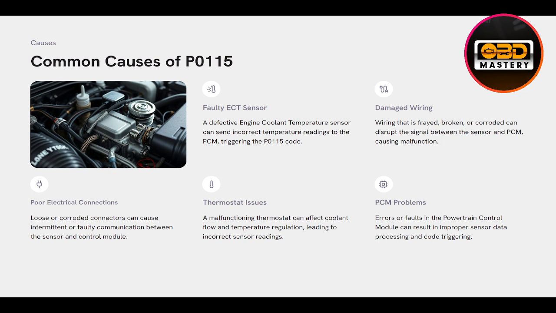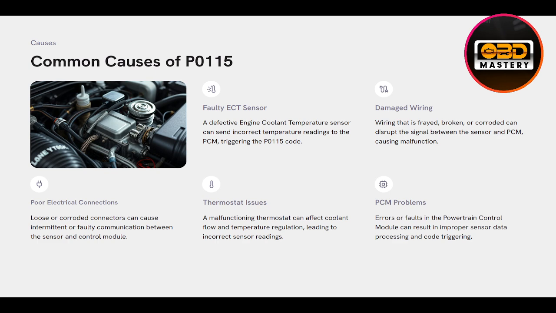But damaged wiring, so any frayed, broken, corroded, or even uninsulated wires can cause shorts, or you can even cause disruption of the signal between the sensor and PCM. Now, poor electrical connections as well, kind of similar with damaged wiring, but poor electrical connections can send you a different voltage than it was supposed to take. Next is the thermostat issues. So thermostat issues can affect the coolant flow and the temperature regulation, leading to incorrect sensor readings.